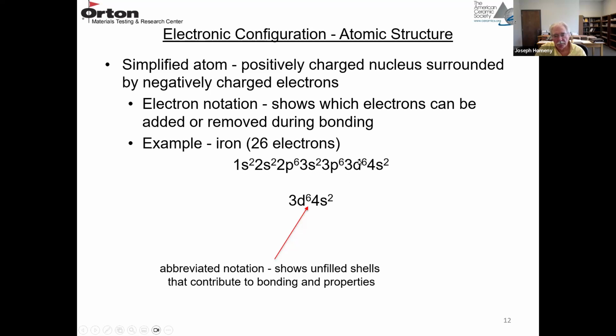So these two levels, 3d6 and 4s2, are the ones that are responsible for chemical bonding. So if you just take out the outermost electron levels that are responsible for bonding and properties, you write it in this form, 3d6, 4s2. That's an abbreviated notation.